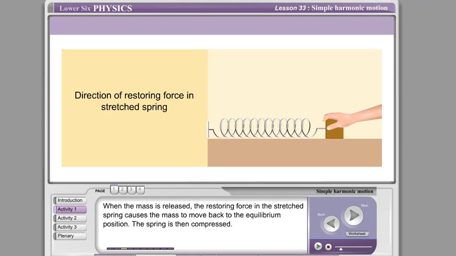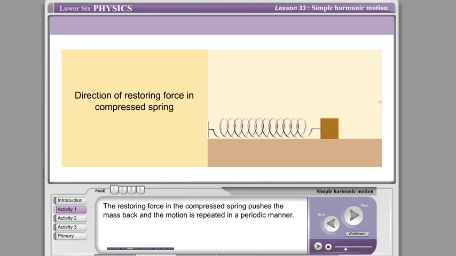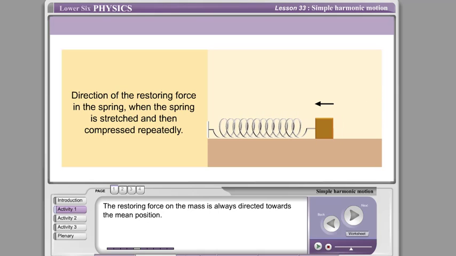When the mass is released, the restoring force in the stretched spring causes the mass to move back to the equilibrium position. The spring is then compressed. The restoring force in the compressed spring pushes the mass back, and the motion is repeated in a periodic manner. The restoring force on the mass is always directed towards the mean position.